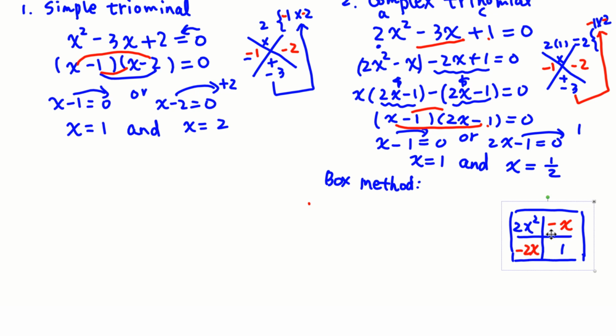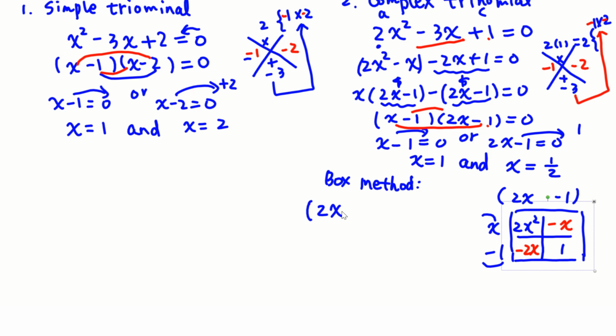Then collect the like terms: it will be 2x squared minus 3x plus 1, same as the given trinomial. Then we factor the first row. You will see x is a common factor, same as the first bracket. Then we do the division. This is 2x. Negative x divided by x is negative 1. Then negative 2x divided by 2x is negative 1. The last term, negative 1 times negative 1, positive 1, is right. So this is one bracket, and this is another bracket of the factored form.